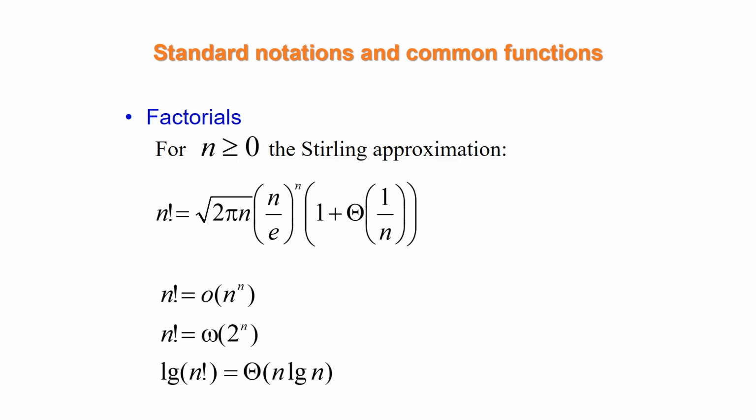Factorials: for n greater than or equal to 0, the Stirling approximation says factorial n equals root 2 pi n times (n over e) to the power n times (1 plus theta of 1 over n). Factorial n equals o of n to the power n. Factorial n equals omega of 2 to the power n. Log factorial n equals theta n log n.